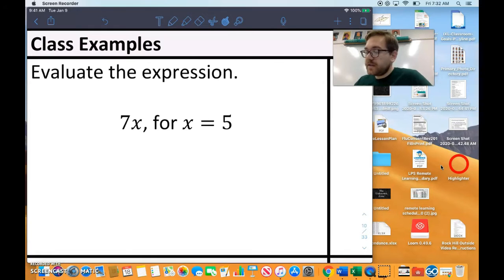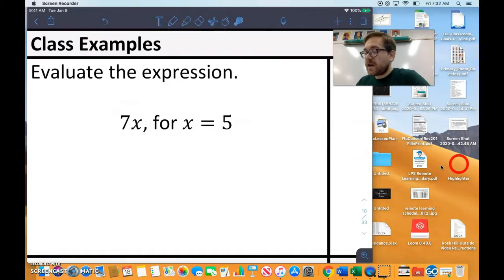So if we look at this first example, it says to evaluate the expression. Okay? So that, remember, that evaluate word tells us we're going to have to plug something into our expression and then simplify it using order of operations. Okay? So which part's our expression? Well, this part before the comma here, 7x, that's our expression. Remember, expressions involve numbers, variables, and operations. And so that's our expression.